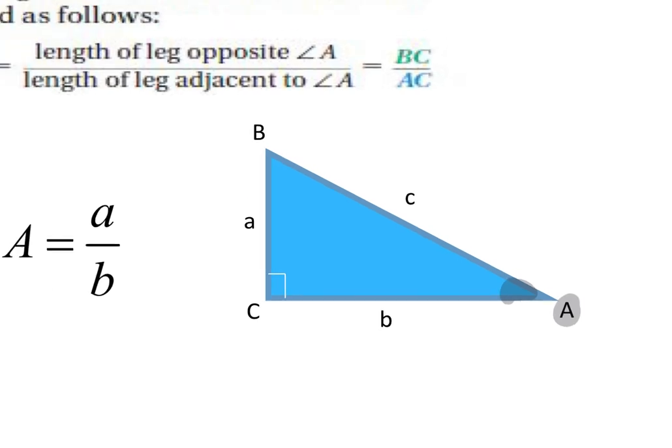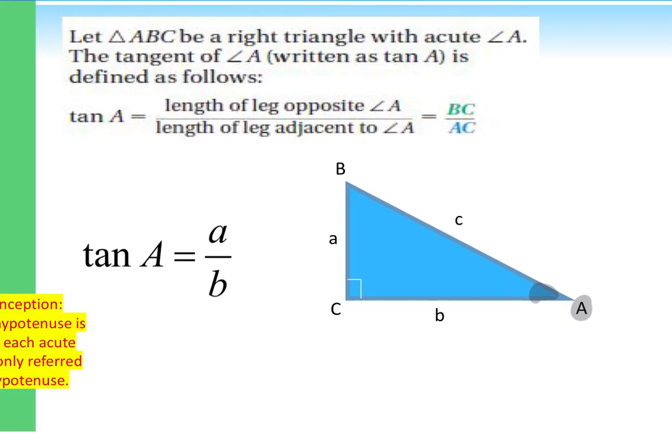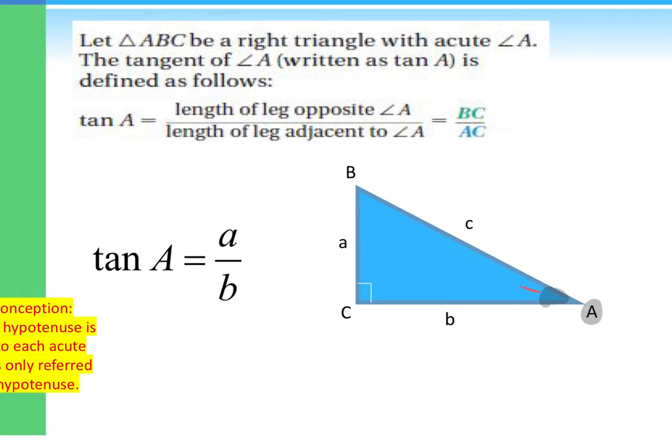The tangent of this angle, the tan of A, is going to be the opposite leg. So go from angle A. What is the leg that's opposite? Little a, right? Or BC. So it's going to be BC over the leg that's adjacent. So it's going to be little b, or AC, okay? It's opposite over adjacent. Opposite over adjacent. Now, adjacent means next to, right? Why wouldn't we pick BA then?